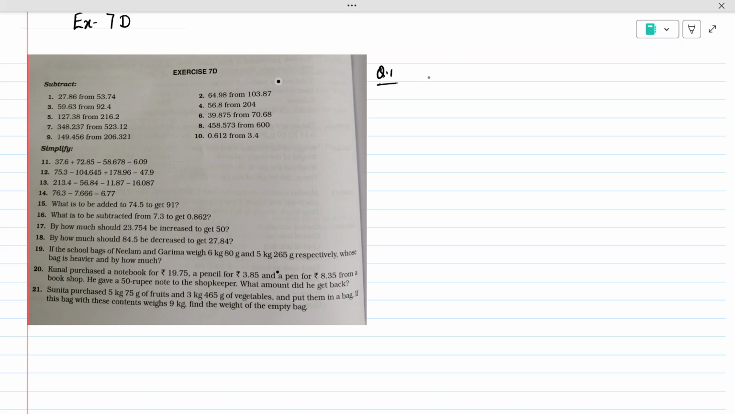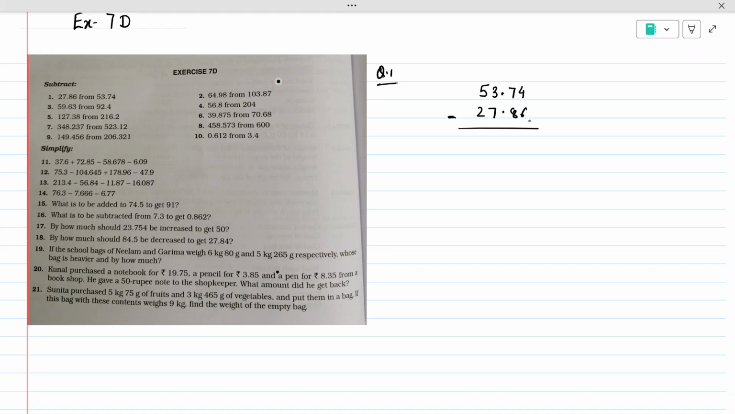First question, where we have to subtract this number from this. So that means 53.74 is the bigger number. From this number we have to subtract 27.86 as asked. Okay, so what we have to keep in mind is that these two should be like decimals, and yes, they are like decimals because they have the same number of places after the decimal. And second, we have to keep them in the same line. Okay, so now let's start this.